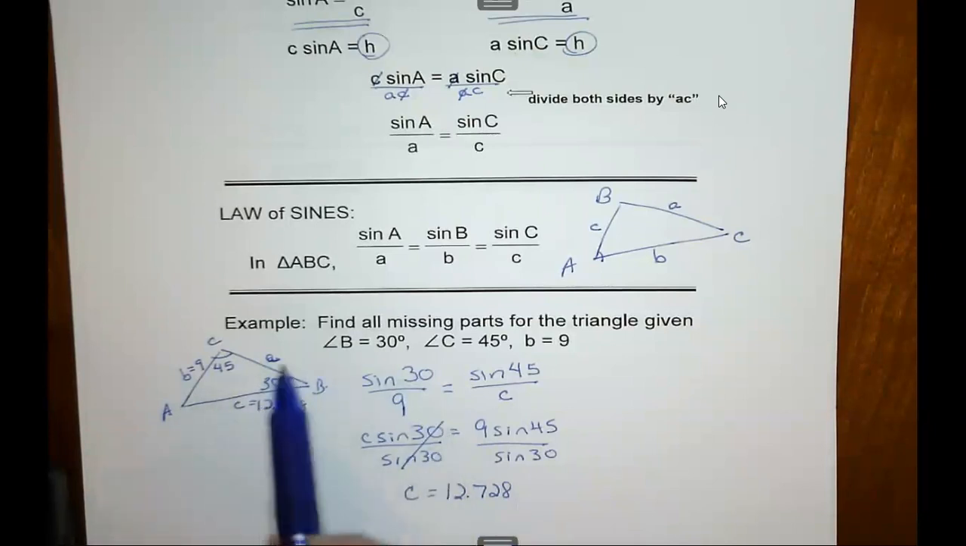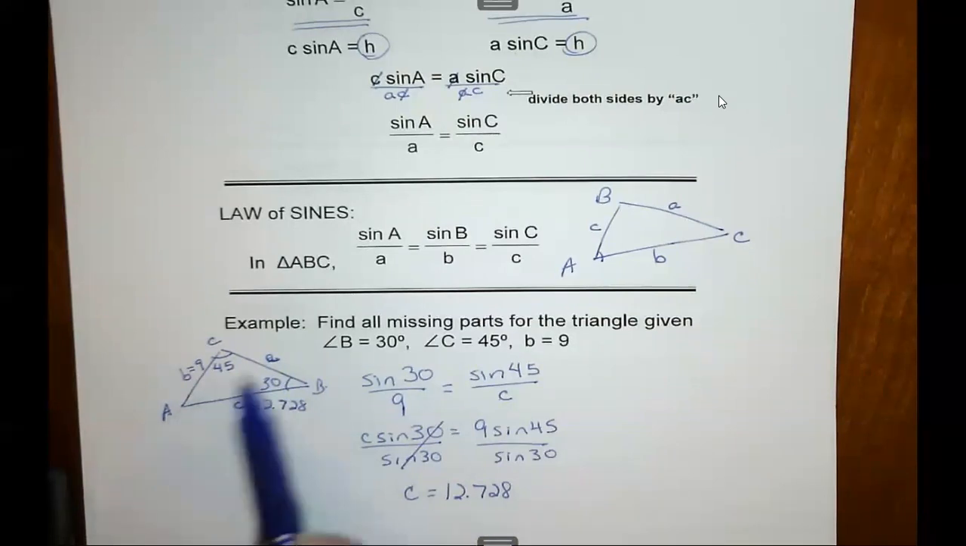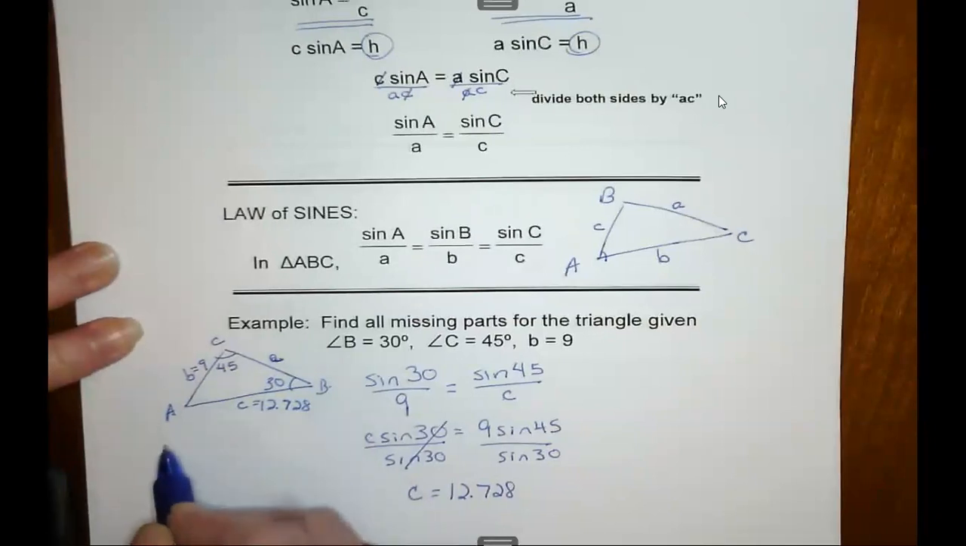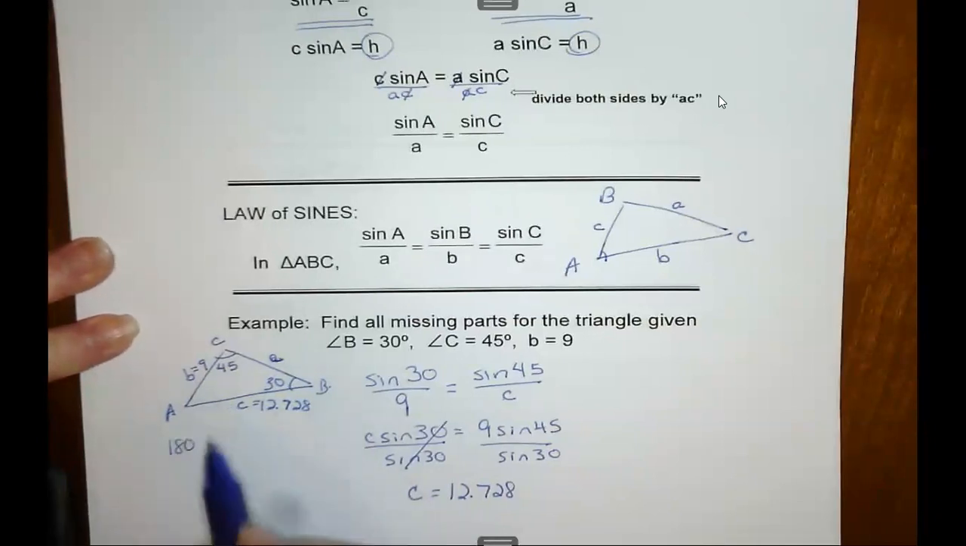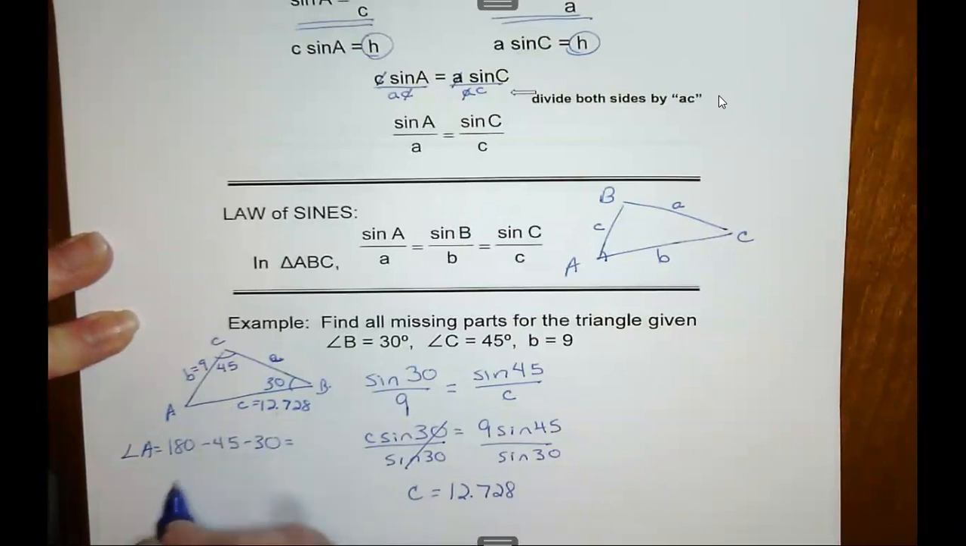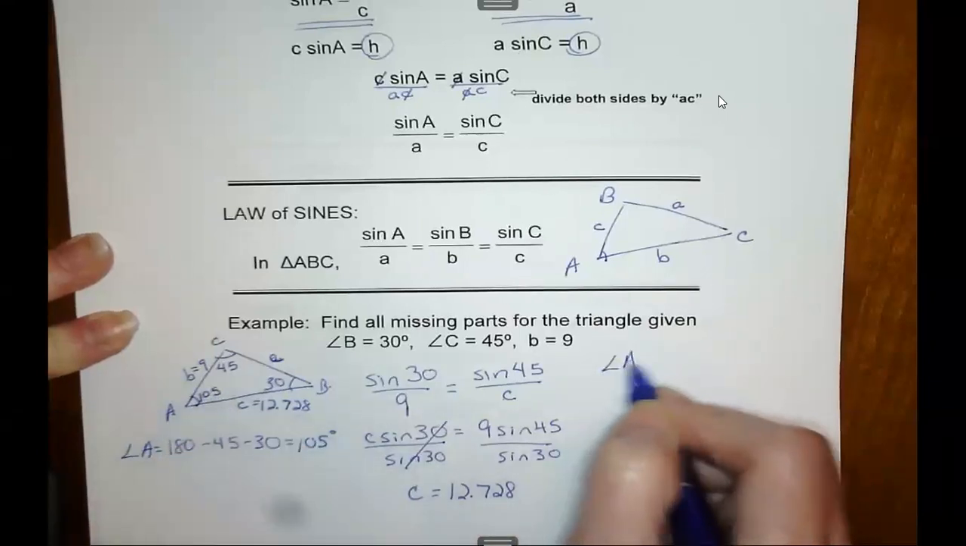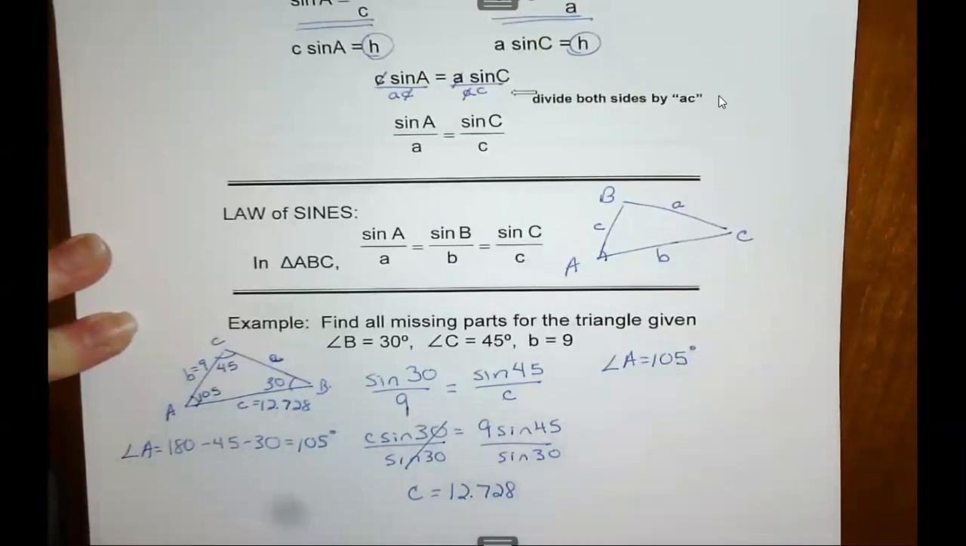Now, we have to have one of these two pieces, and right now we don't have either one. We don't have angle A and we don't have side A, but from geometry, we know that in our triangle, we have 180 degrees. So if I subtract the 45 and the 30, then I'm going to get angle A. So angle A is equivalent to 180 minus 45 minus 30. So that should give me, what is that, 105? So angle A here is 105. I'll write that up here. Angle A, 105 degrees.